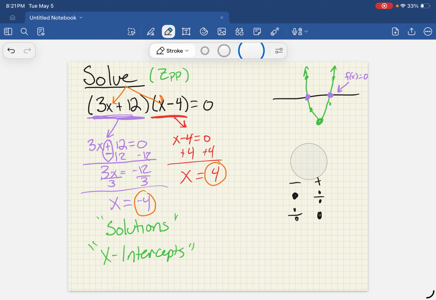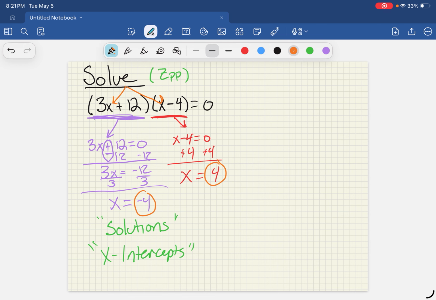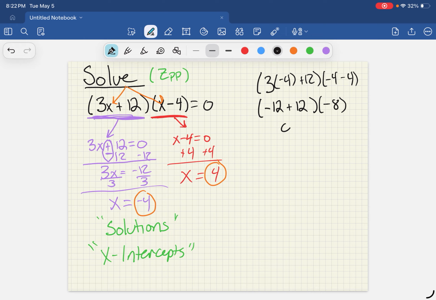Now, I'm going to erase all this so I have room to show you this. If I plug, for example, -4 into my equation, I would have 3 times -4 plus 12 times -4 minus 4. Then, as I start calculating what's happening, notice I take 3 times -4, that's -12. -12 plus 12 is 0. 0 times -8 is 0.